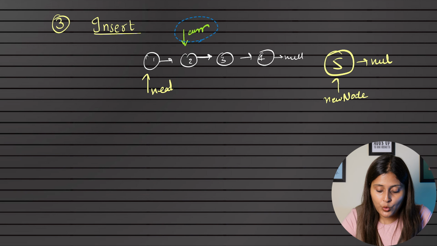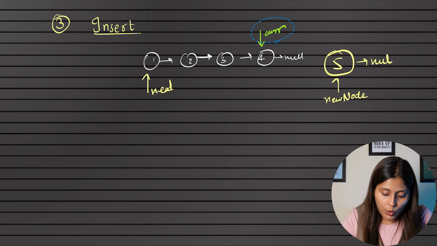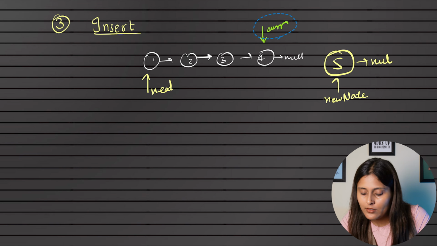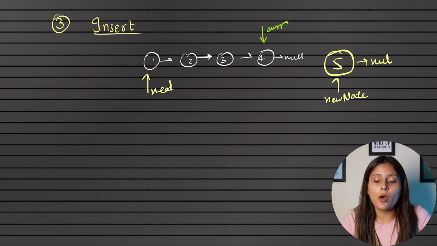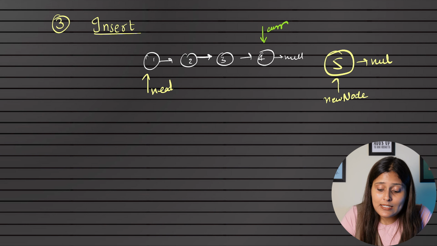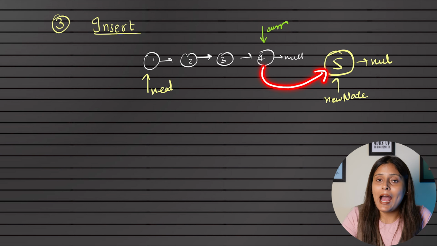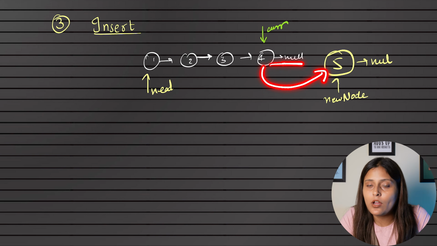Is this the end? No. 3. Is this the end? No. 4. Is this the end? No. Yes, it's null, right? Its next pointer is null. So we'll stop here. Why will I stop here? Because after 4 we have to add 5. So why would you want to go to null?